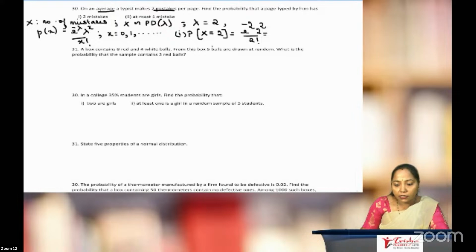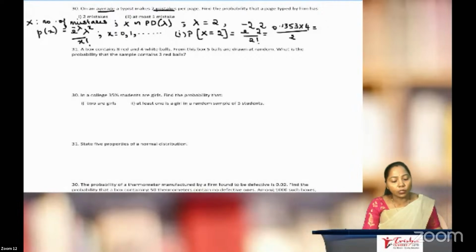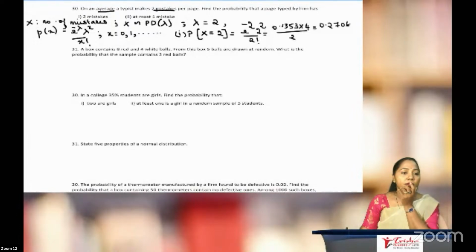0.1353 into 2 square is 4, divided by 2 factorial is 2 into 1, that is 2. So multiply and divide, you will get the required probability. 0.1353 into 4 by 2. So what is the answer? Is it 0.2706? Yes, 0.2706. At most one mistake.